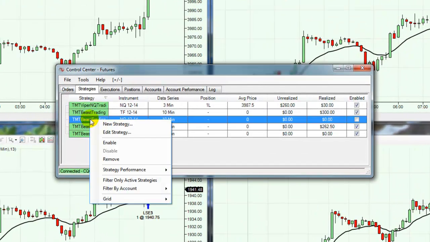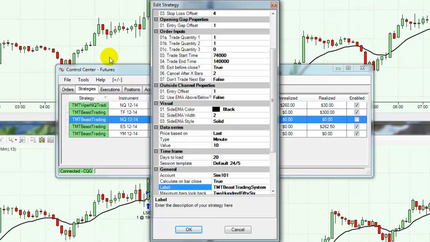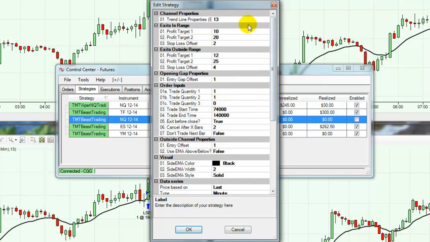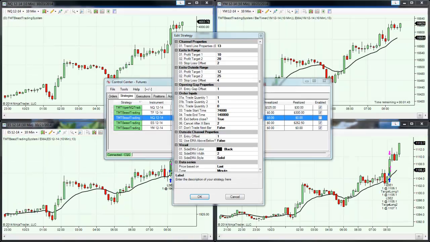So you want to right click onto this and hit edit strategy, and you're going to come up with this edit box. The first thing you want to do is scroll to the top. Take your slide bar, move up to the top to expose the top line. When you get to the top line, you should see trend line properties. For trading index futures, you want to set it to 13. This number here, this moving average, will set the parameters for the proprietary indicators built into the system.